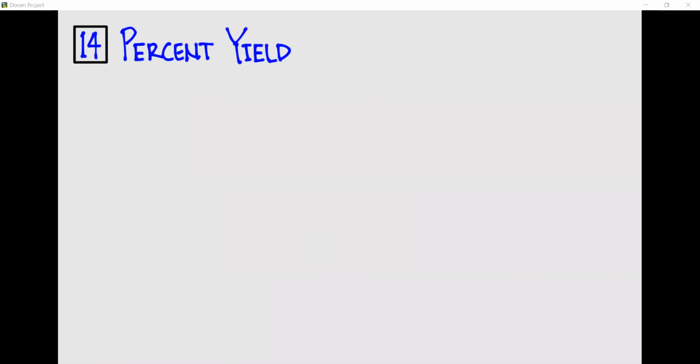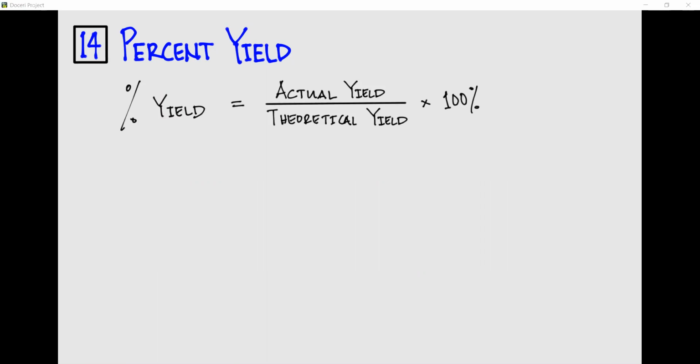All right, and the last concept that we covered in chapter 7 is regarding percent yield. All right, and this is simple, just like any other percent concept. Percent yield is calculated by dividing the actual yield by the theoretical yield multiplied by 100%. The actual yield is the actual amount that you've generated in a chemical reaction, and the theoretical yield is the calculated amount that you can potentially get in a chemical reaction.